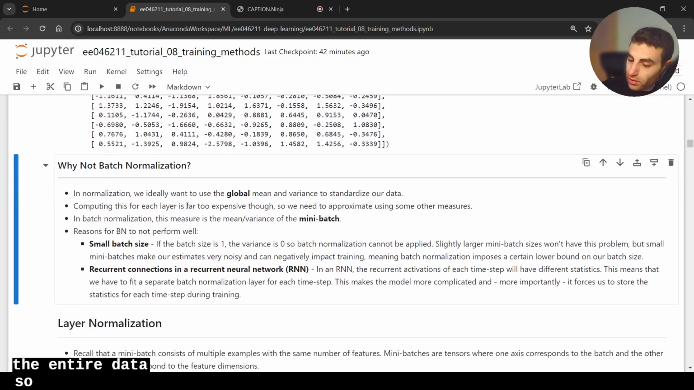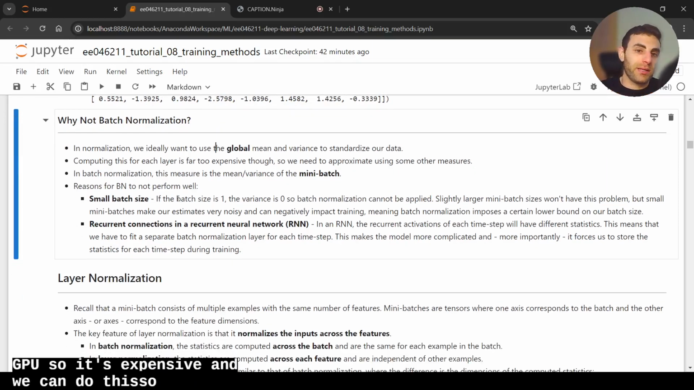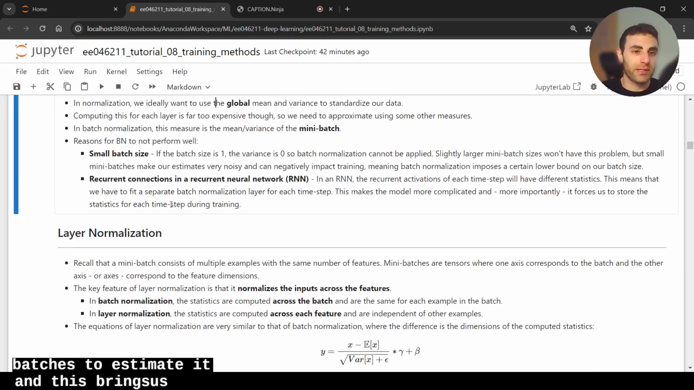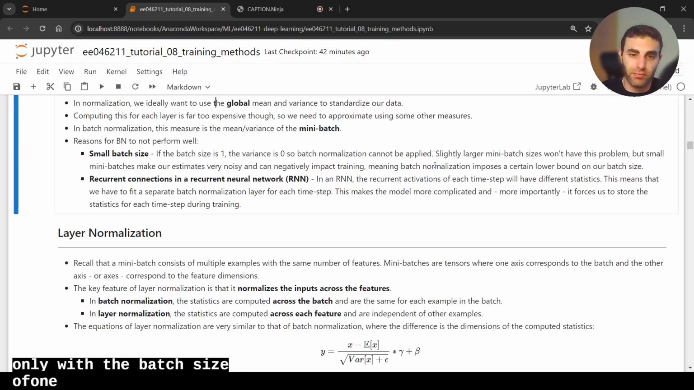If we were to calculate the activations for all the data at once, of course we have memory limitations and we can't fit the entire dataset on the GPU. So it's expensive and we can't do this. So the idea is to use mini batches to estimate it. And this brings us to the reasons why it wouldn't work. For a small batch size, if the batch size is 1, the variance is 0, so batch normalization cannot be applied, of course. So if you can train your model only with a batch size of 1 because of memory limitations, then of course you can't use batch norm.